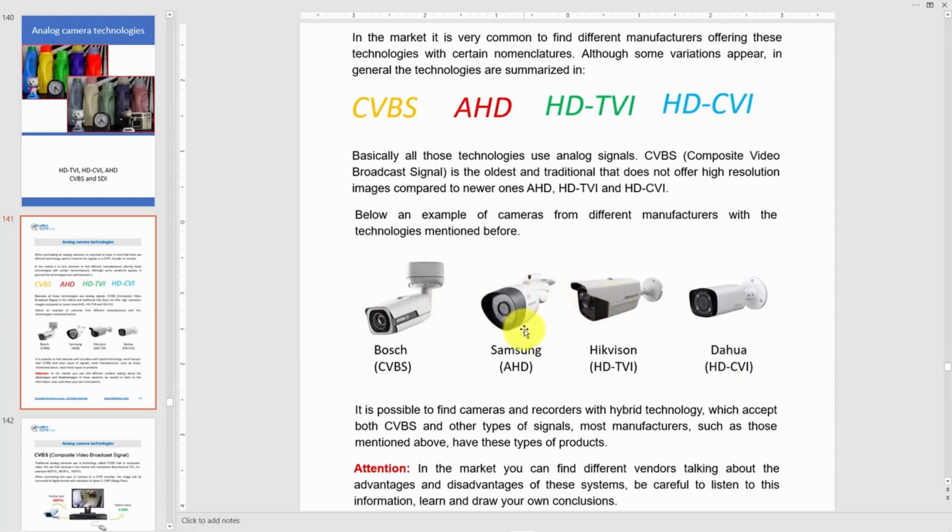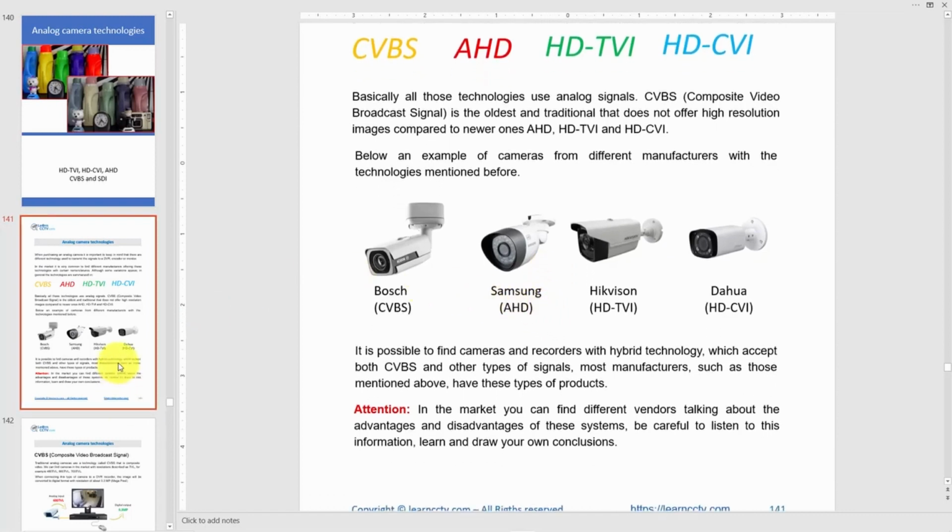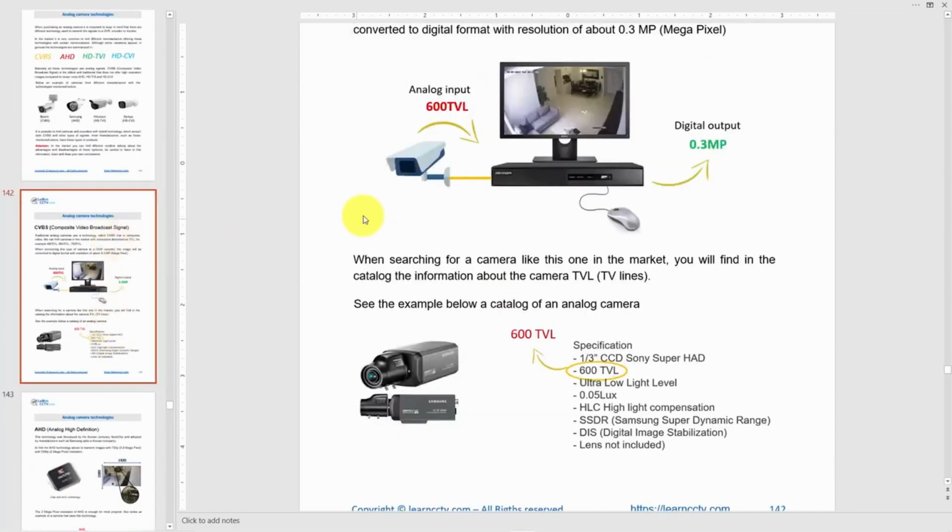Let's say, for example, if you get a Samsung camera, you can also find CVBS technology. But it's old technology, right? People usually don't use that anymore. You find old cameras with CVBS because it's low resolution compared to the new ones, okay? But you still find in the market some cameras with CVBS technology. I suggest not to use it. You can use those modern technologies that are much better, right? So let's come here to understand better each one of them.